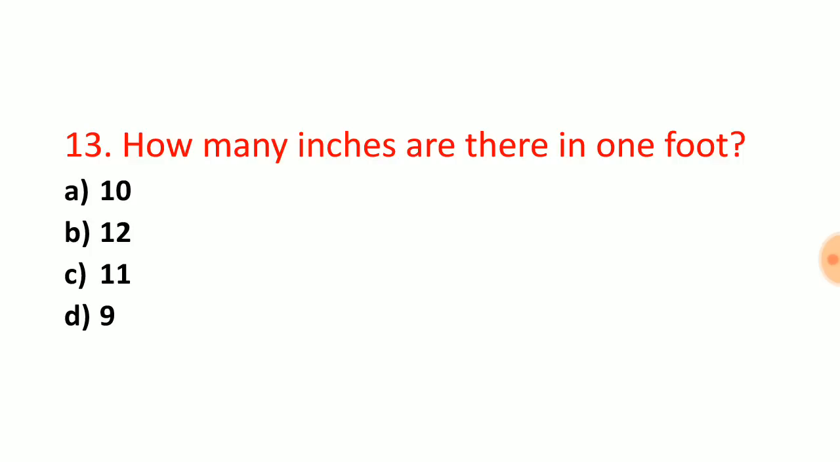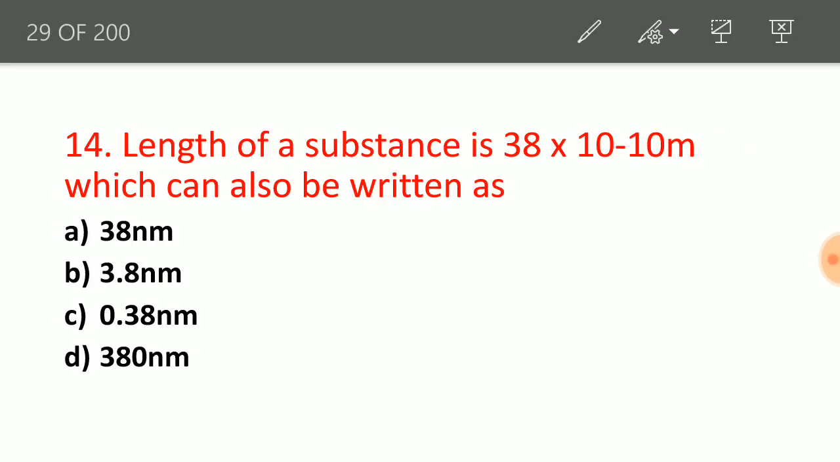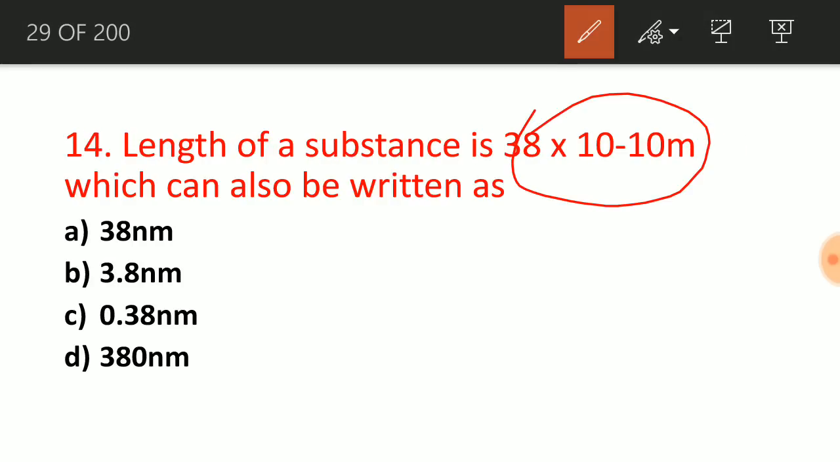Question number 13. How many inches are there in 1 foot? 12 inches are there in 1 foot. The length of substance is 38 into 10 to the power minus 10.